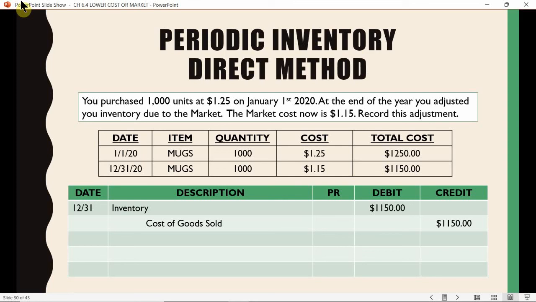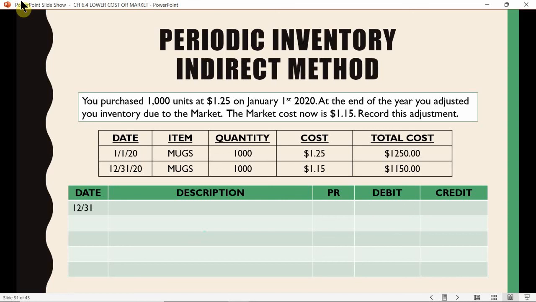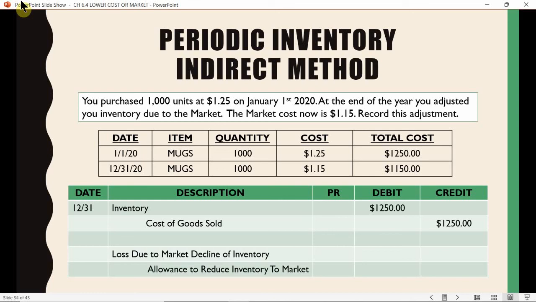Okay, no? Okay. So what's the difference between that one and the indirect method? The indirect method here is the same scenario, but when I convert my numbers in here, exactly like doing my conversion entry, this time I'm going to be recognizing the real amount. And then I'm going to adjust and take a loss, saying that I have a loss due to the market, to the decline of inventory. And this is going to create an allowance for the reduction of the inventory, which is going to be the difference between the two, which is $100.